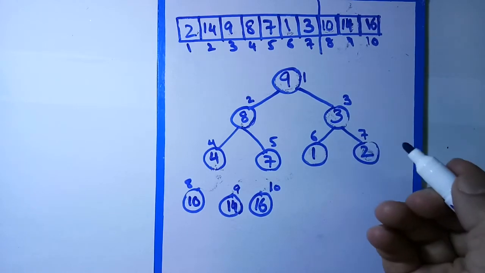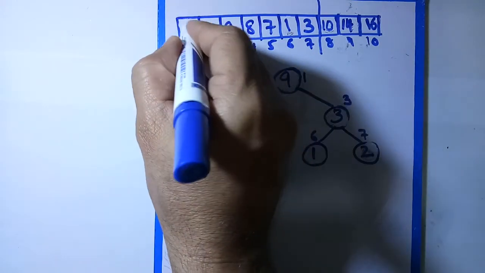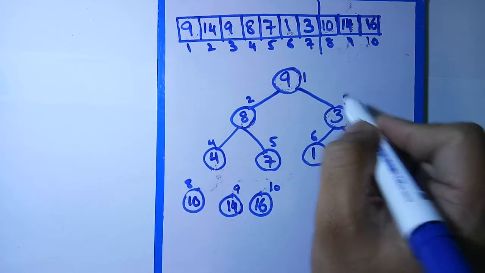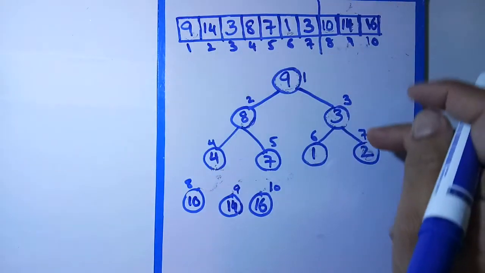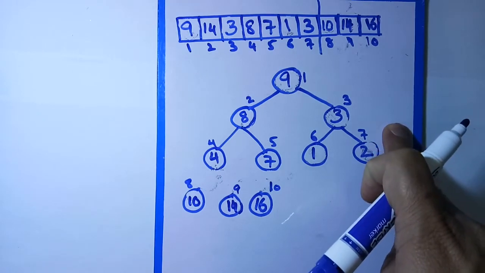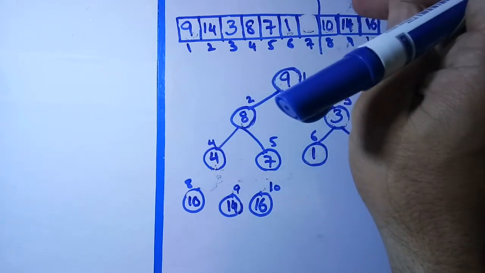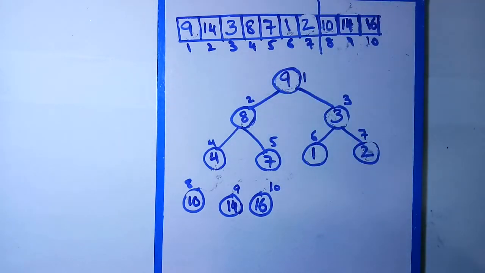Clear? Now let's update it. So 9 is at position 1, and on the right child 3 is at position 3. 3 is at position 3, and on the right of 3 is 2. Right of 3 is 7. 7 is 2. Okay, fine. And then what next?